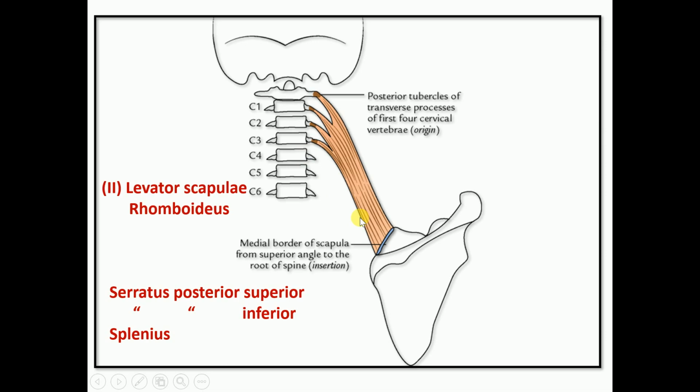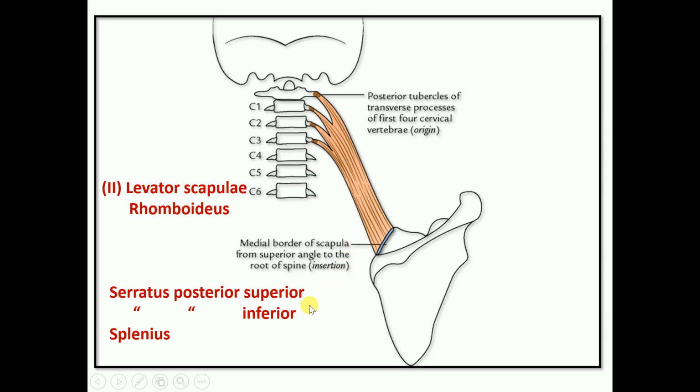Just below the trapezius muscle is the levator scapulae. This is the origin of the levator scapulae, and the insertion is on the scapula, that is the medial border of scapula from superior angle to root of the spine. The origin is in the posterior tubercle of the transverse process of the upper four cervical vertebrae. You already learned these muscles in the upper limb: the levator scapulae, then rhomboid minor and major. They are inserted here, minor and major. Origin here. So these muscles lie in the second layer.